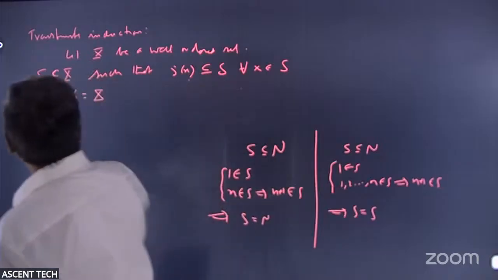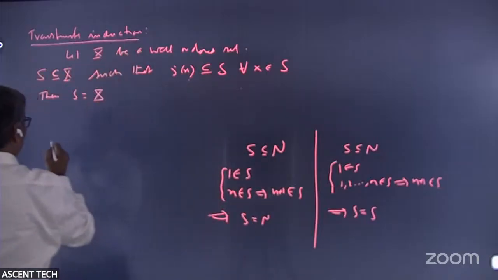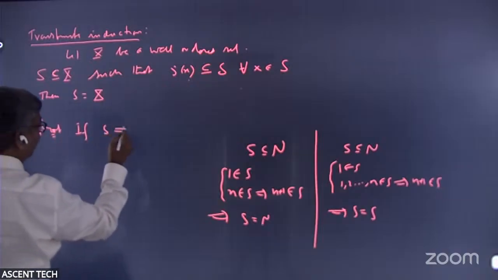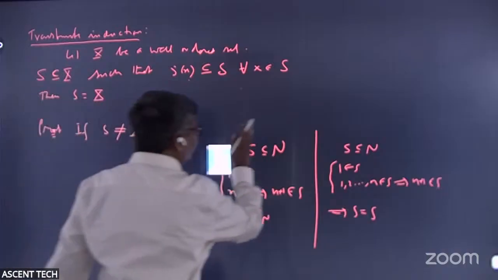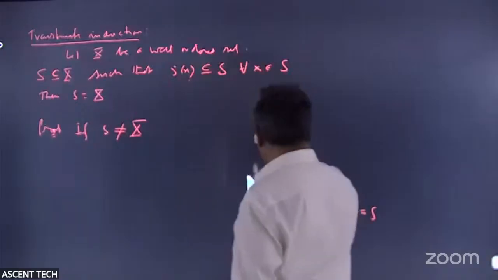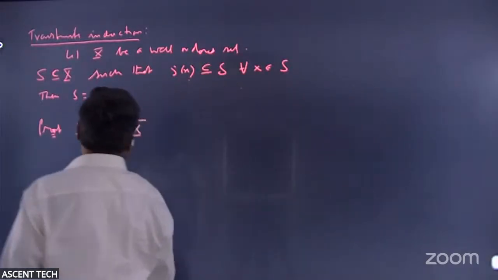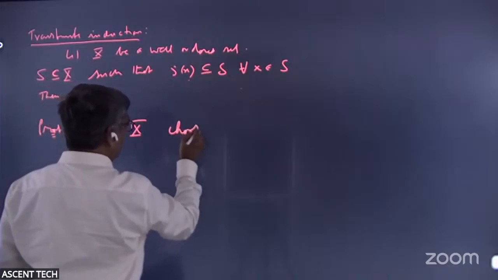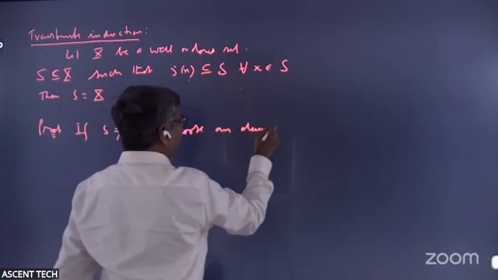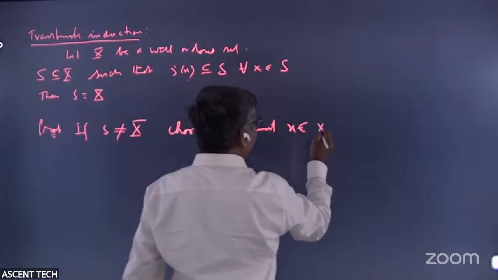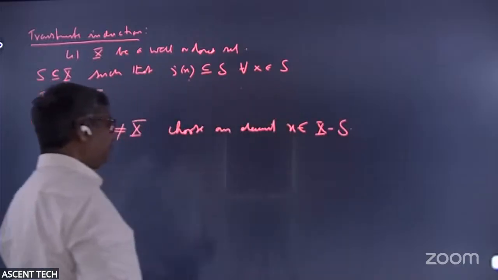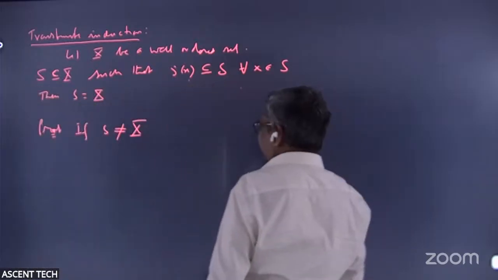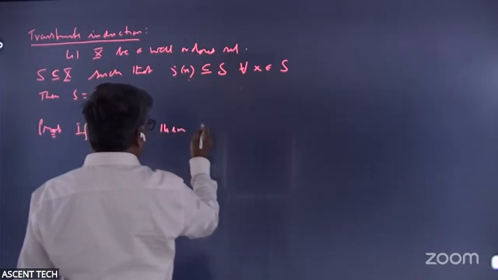That's what transfinite induction is. Proof: if S is not X, I'm going to choose an element which is outside. Choose an element x in X minus S. Then X minus S is non-empty.